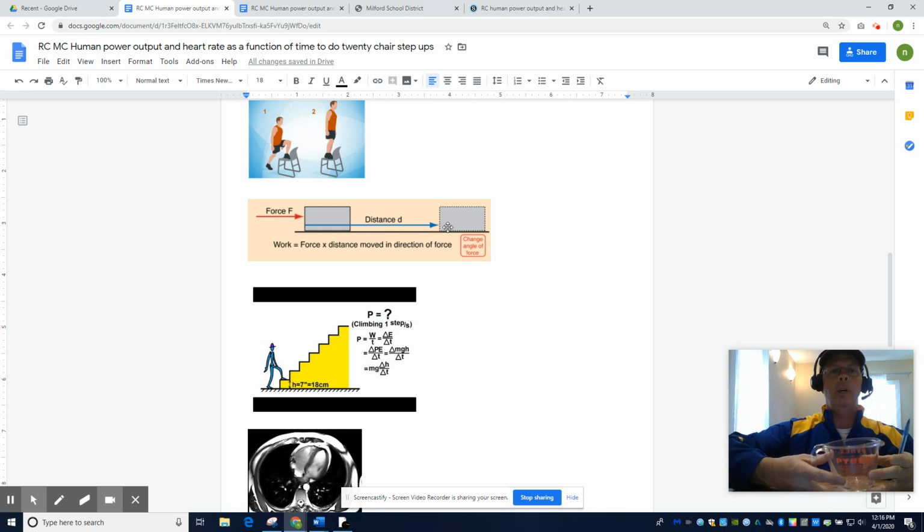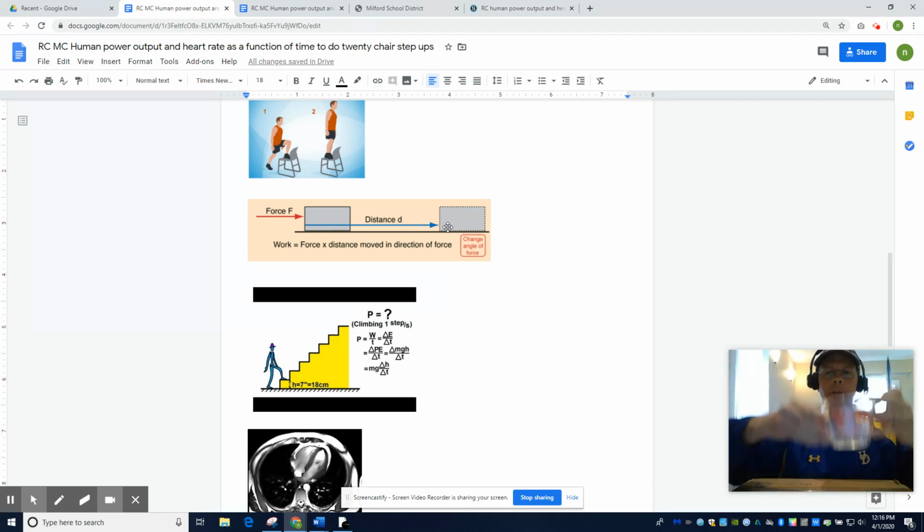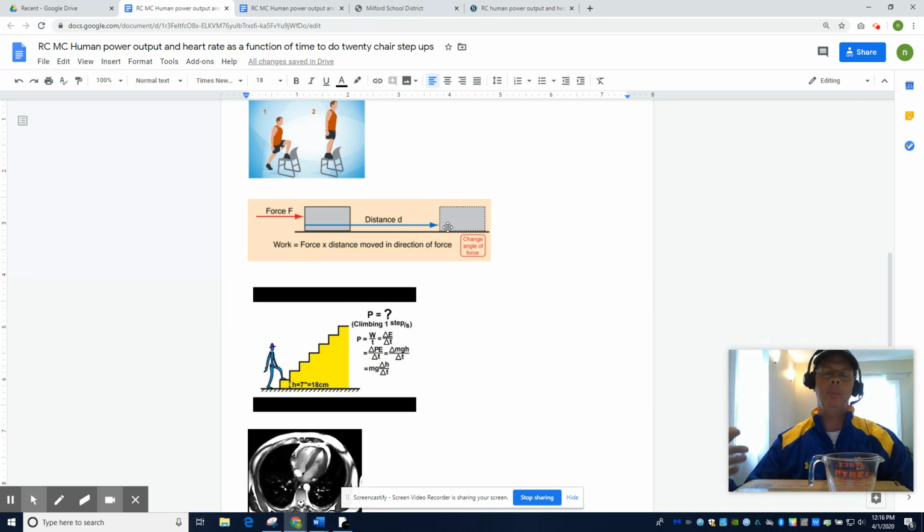Anyway, when you lift yourself onto the chair, you are doing positive work because the force is upwards and the motion is upwards, except it isn't lost as heat, as thermal energy. That's called a non-conservative force. Friction is a non-conservative force. You actually gain gravitational potential energy. That's a conservative force. You can get that energy back.